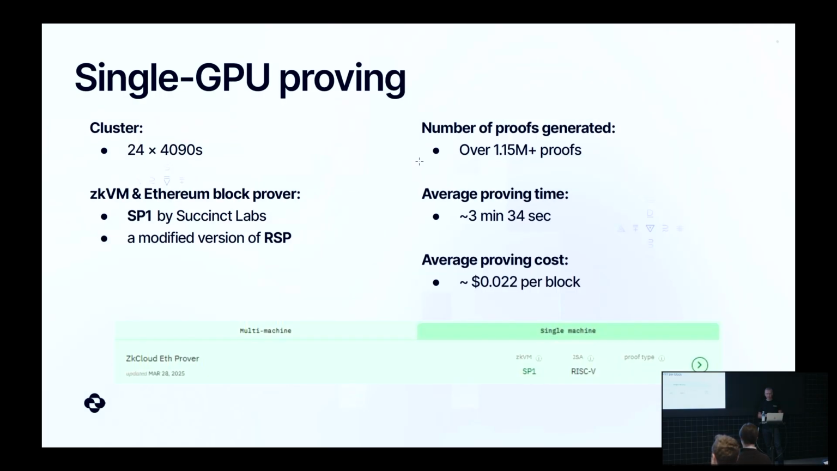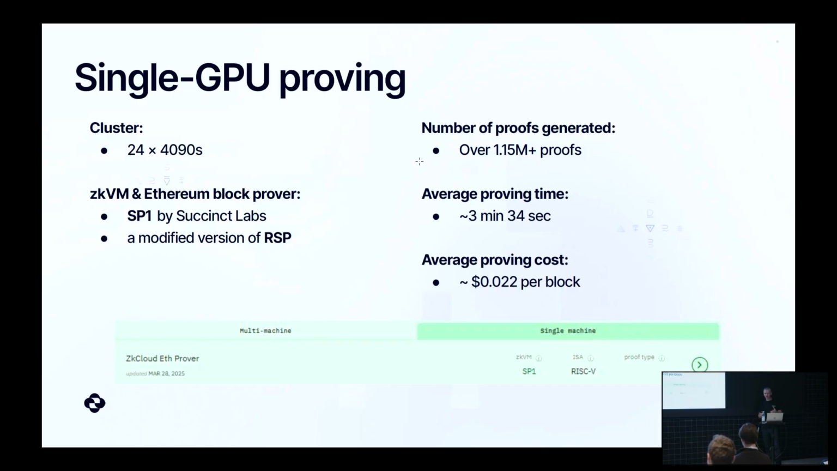A few details about single GPU proving. For this, we've been using a cluster of 24 4090s. With 24 4090s, one GPU thrown at every block, we were able to keep up with the chain, and we even had a bit of redundancy. We were using SP1, Succinct's ZKVM, and we also used a modified version of their block prover, RSP. I'll talk about some of the modifications that we've done.